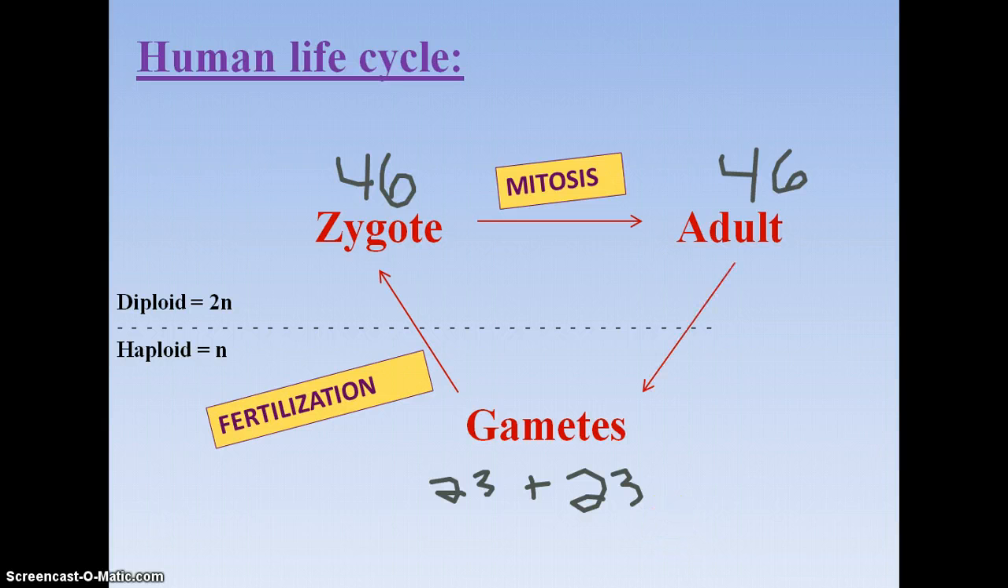Now, currently in your body is and has the possibility to make gametes. So females are making eggs, males are making sperm. The only process that does that is meiosis.